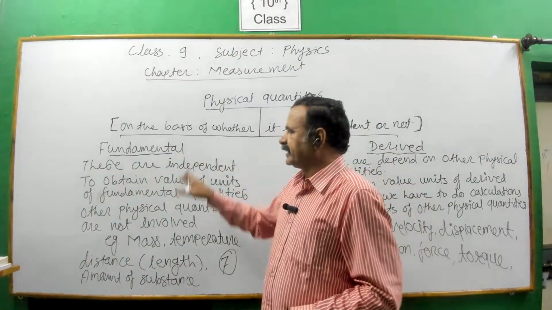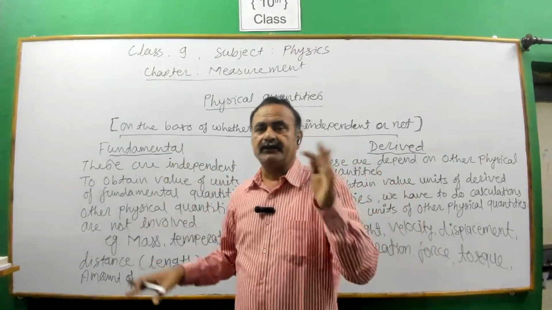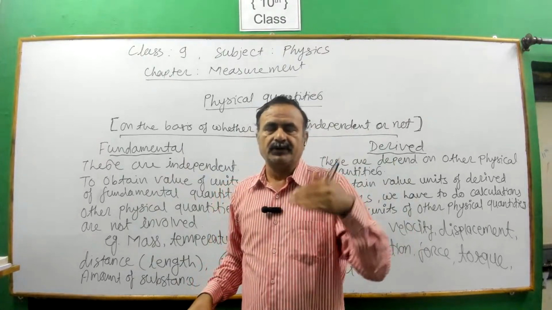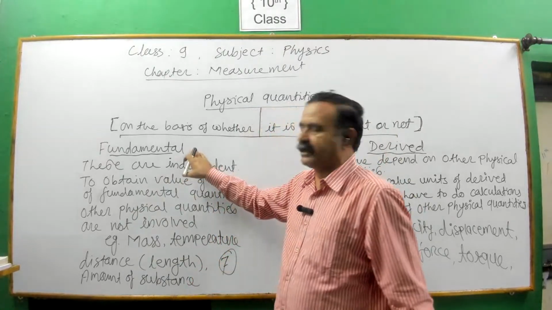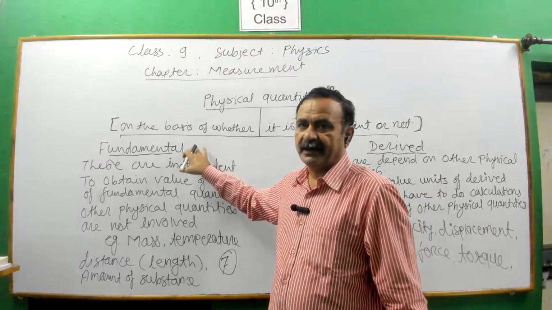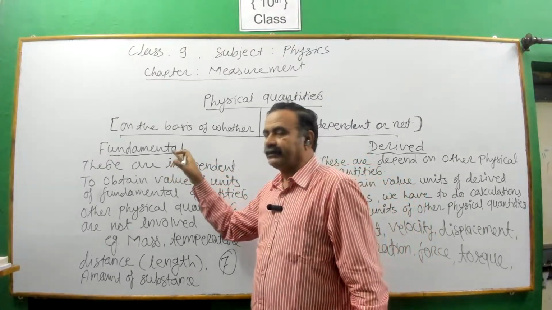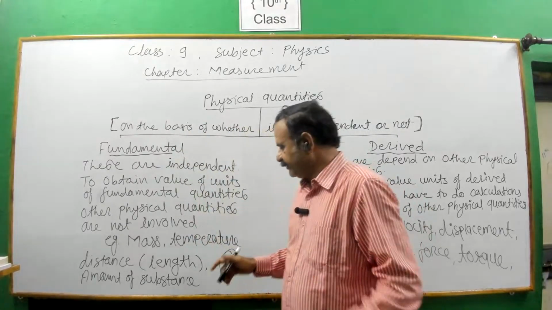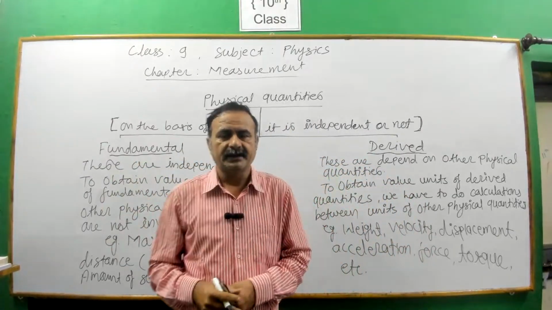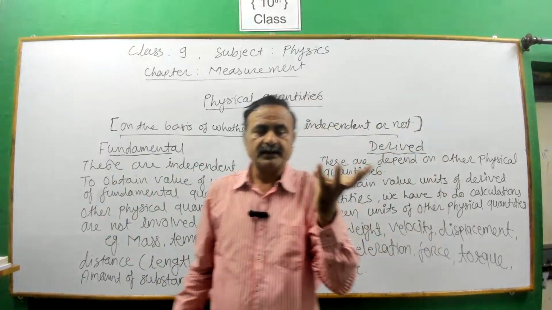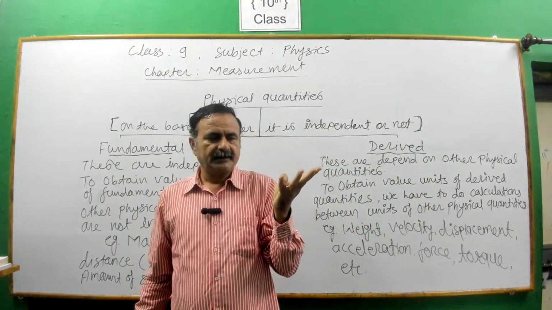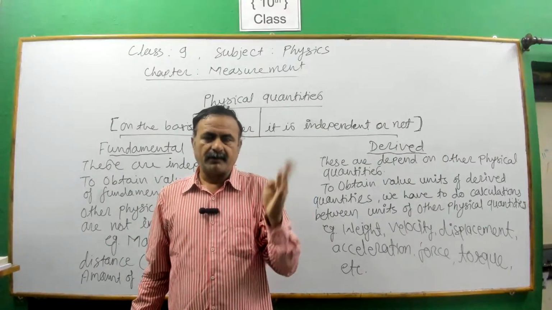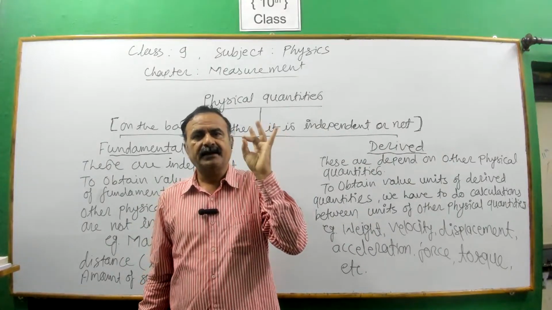The physical quantities which are independent, meaning to obtain the value of their units we do not need to do calculation between units of other physical quantities, such types of physical quantities are called fundamental quantities. The value of the units of a fundamental quantity is fixed by the scientists, and there are 7 fundamental quantities. कितने होते हैं बच्चों? 7. Which are they? Mass, length, time, temperature, electric current, amount of substance, and luminous intensity.